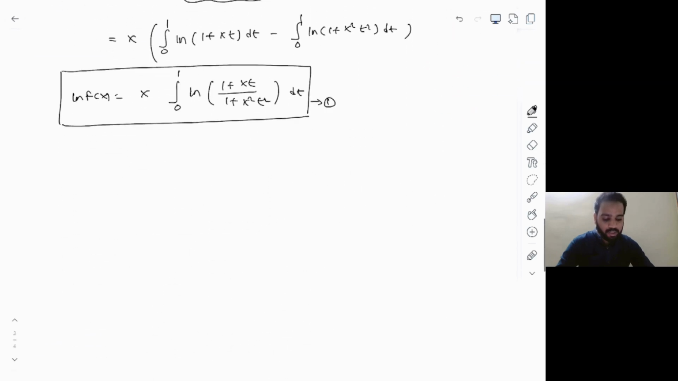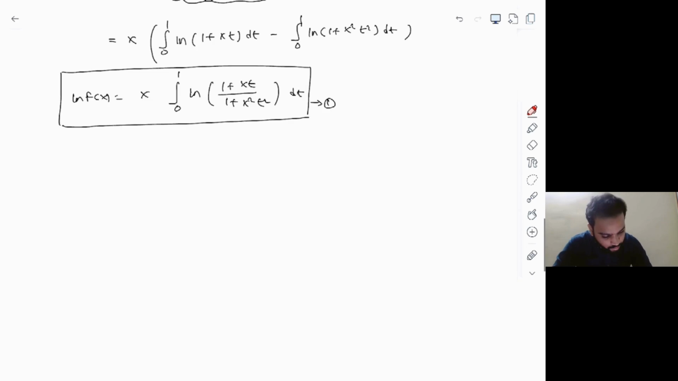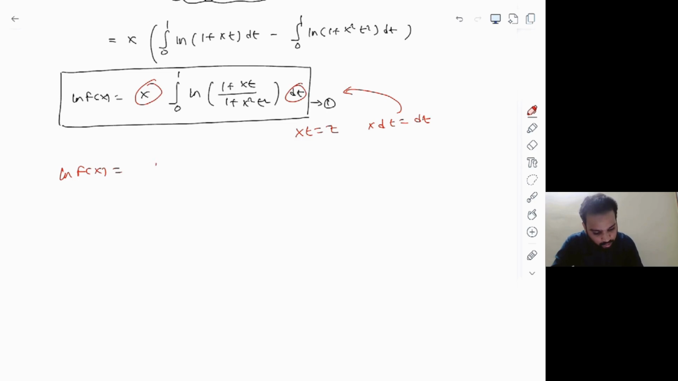So obviously we have to differentiate this equation 1. So look at the equation 1. Can we differentiate directly? Obviously we can, but before that I'm going to do a small trick here. That is, in the right hand side, I'm going to put x into t equals z. So that if I differentiate with respect to t, this becomes x into dt equals dz. So I'm going to put that back here, and the question changes to ln of f of x equals this x multiplied by dt becomes dz.